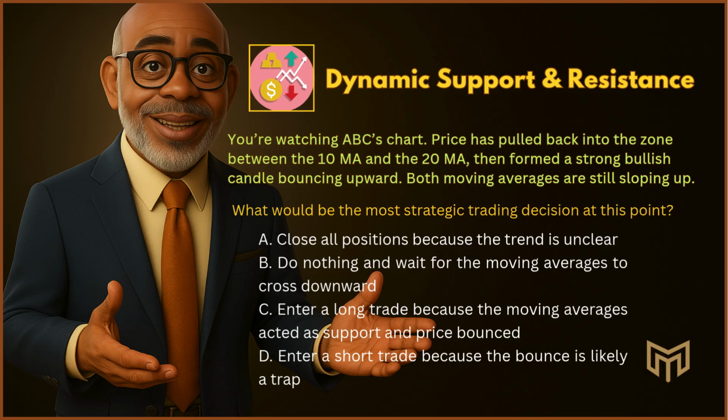Knowledge check. You're watching ABC's chart. Price has pulled back into the zone between the 10 moving average and the 20 moving average, then formed a strong bullish candle bouncing upward. Both moving averages are still sloping up. What would be the most strategic trading decision at this point? Is it A, close all positions because the trend is unclear? B, do nothing and wait for the moving averages to cross downward? C, enter a long trade because the moving averages acted as support and price bounced? Or D, enter a short trade because the bounce is likely a trap? You have 10 seconds to record your answer.